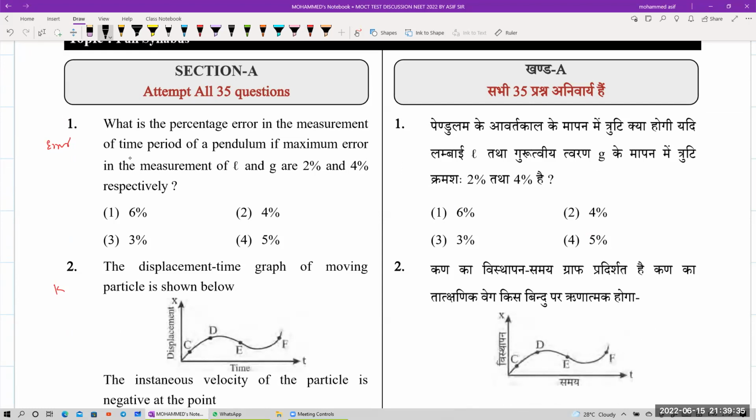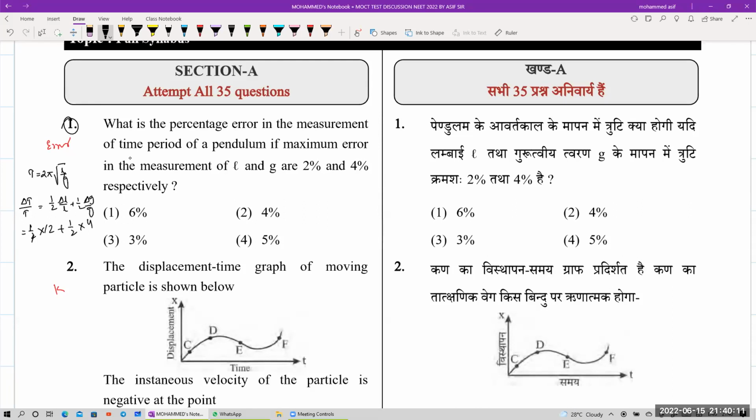Time period relation is asked. Time period relation, T is equal to 2 pi under root of L divided by g. So this 4 marks must be in your pocket at any time. So for error, if I write delta T by T, it will be equal to half into delta L by L plus half into delta g by g. So that will be equal to half into the percentage error in L and g, which are given as 2% and 4%. So this will be equal to half into 2 plus half into 4%. You multiply it with 100, that will give me the percentage.